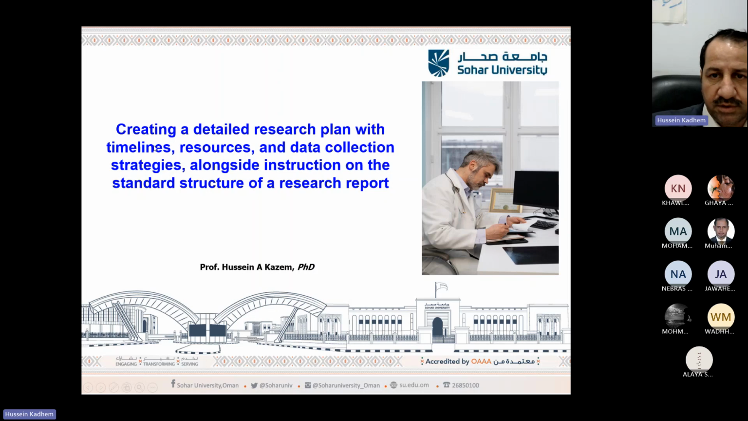This is the title given to me: Creating a Detailed Research Plan with Timelines, Resources, and Data Collection Strategies, alongside instructions on the standard structure of a research report. It's a long title. Always try to revise the title several times until you make it clear, simple, and straightforward. Do not make it long and complicated. When you start reading from the first word, you will forget by the end what it is about.